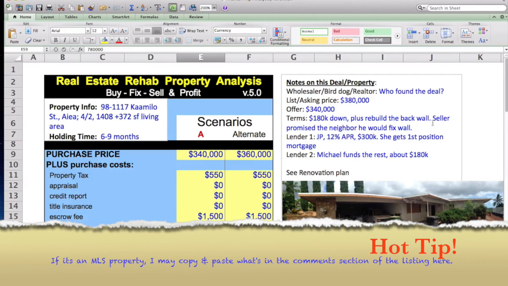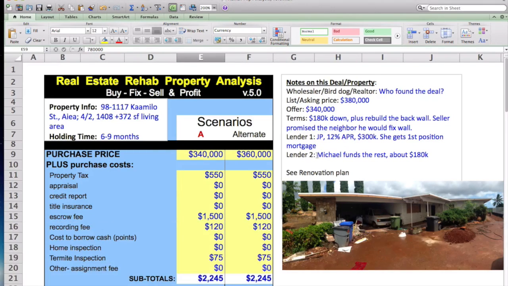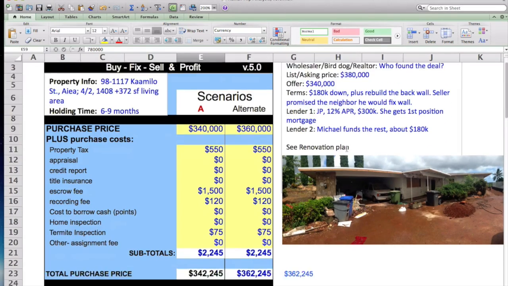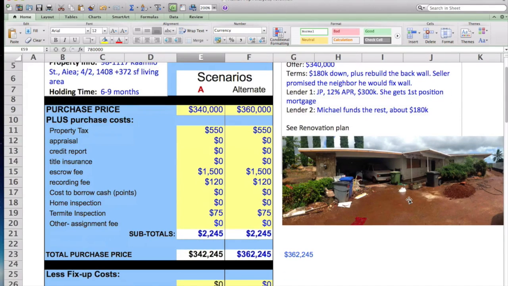And then any terms that I negotiated with the seller. If I had one lender in place or two lenders in place, or sometimes I'll fund a deal myself or I'll fund part of the deal. So I'm going to add the lender information there too. And then I'll also throw in a picture of the property, usually a curb appeal picture, just for a quick reference so I can mentally associate, as I pull up the spreadsheet, which property it is that I'm working on.